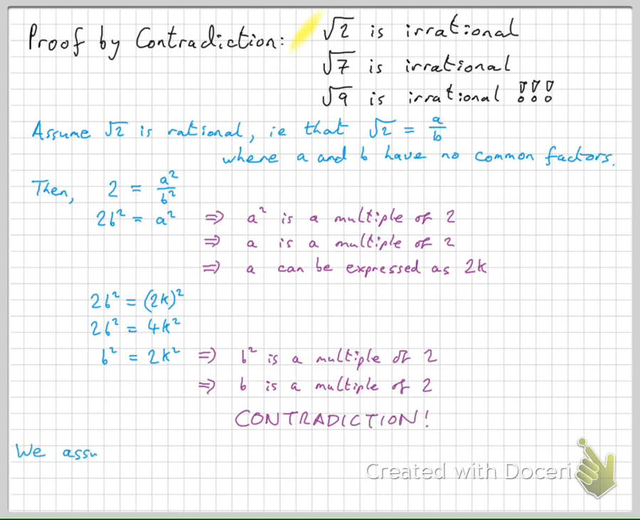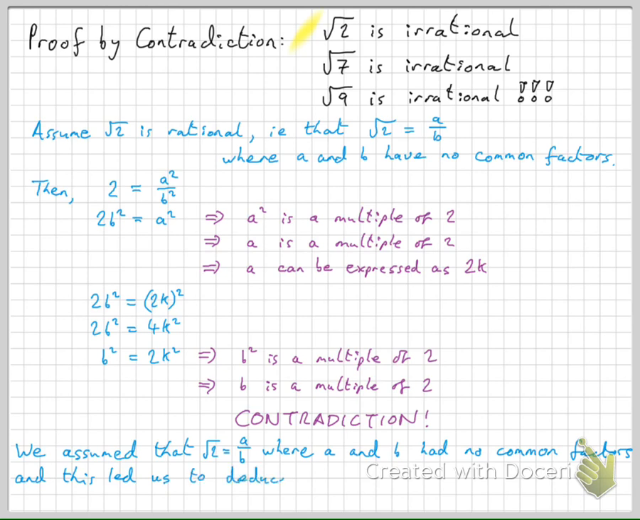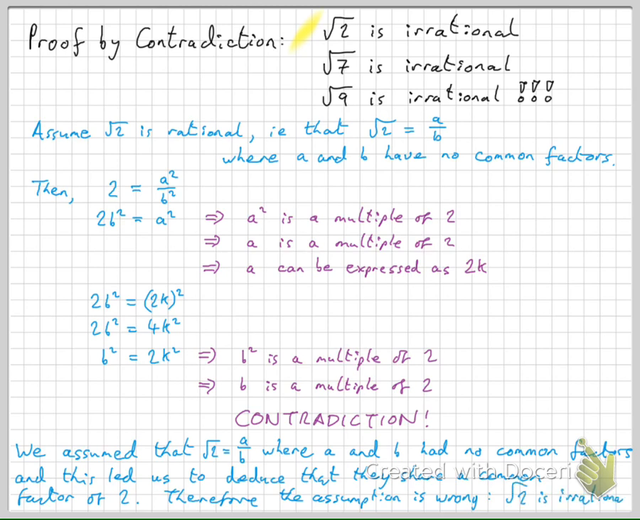And just to explain that contradiction, don't just stop at contradiction. It's good to say what we assumed and why that doesn't work. So we assumed that the square root of 2 could be written as a over b, where a and b had no common factors. And this logically then led us to deduce that a and b in fact share a common factor of 2. Well, that's clearly a contradiction, and therefore the assumption we made at the beginning is wrong, and the square root of 2 is in fact therefore irrational.